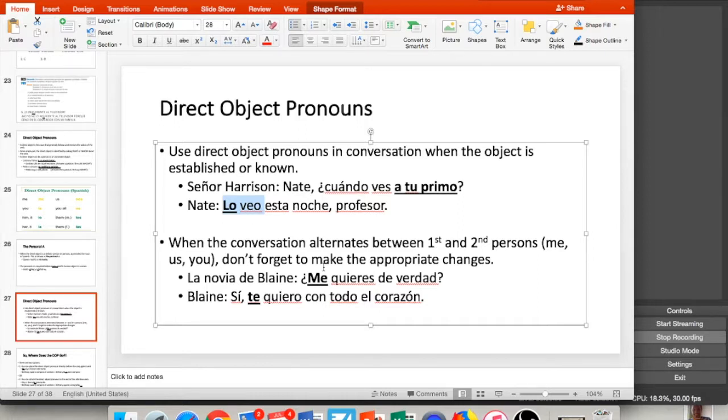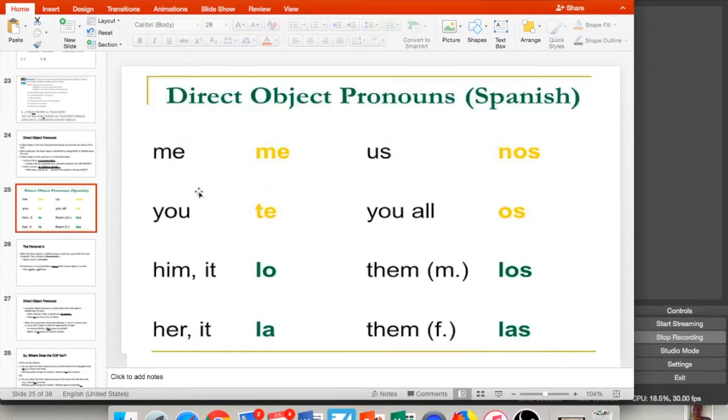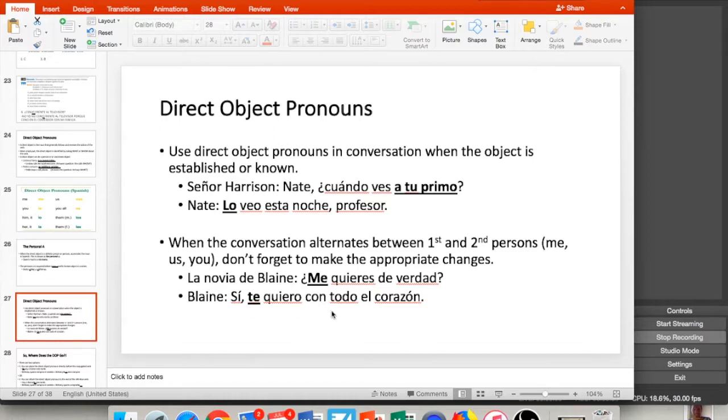Okay, remember as well, if you're talking in a conversation, you have to make sure you change correctly between first and second person. So we saw, ¿cuándo ves? When do you see? And this person answered with veo, I see. Check out this one. Blaine's girlfriend, la novia de Blaine, says, me quieres de verdad. To or for me, you love, right? You love me, right? So she used the me form, you love me. He answers back and says, yeah, I love you with all my heart. Te quiero con todo mi corazón. He doesn't say back, me quiero. Yeah, I love myself. He says, yeah, I love you. Te quiero. So make sure that you are alternating correctly between first and second person.